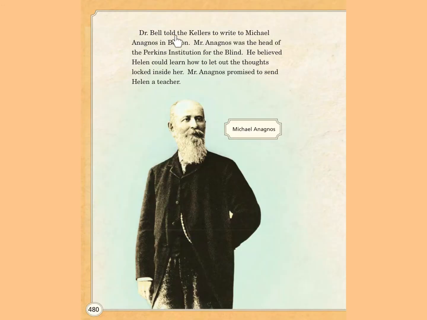Dr. Bell told the Kellers to write to Michael Anagnos in Boston. Mr. Anagnos was the head of the Perkins Institute for the Blind. He believed Helen could learn how to let out the thoughts locked inside her. Mr. Anagnos promised to send Helen a teacher. Michael Anagnos.